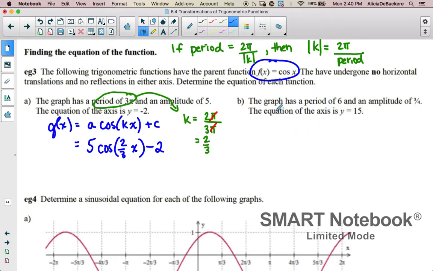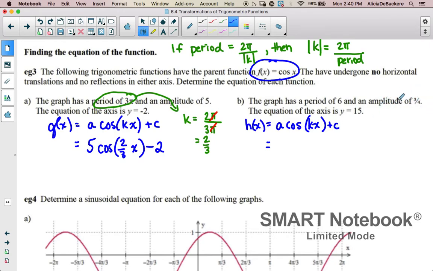All right, the next one, the graph has a period of 6 and an amplitude of 3/4. The equation of the axis is y equals 15. So same idea, we're starting out, we've got a different equation, so I'm going to give it a different name. We're starting out with no d value. And I just have to fill in what I know here.